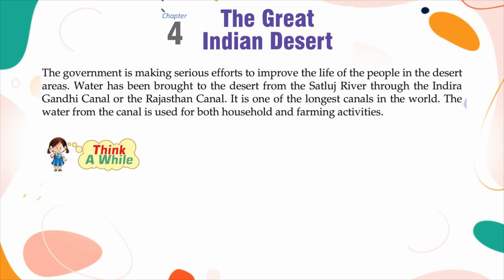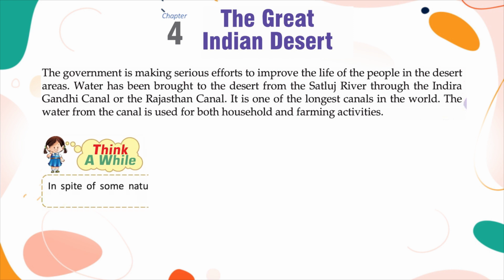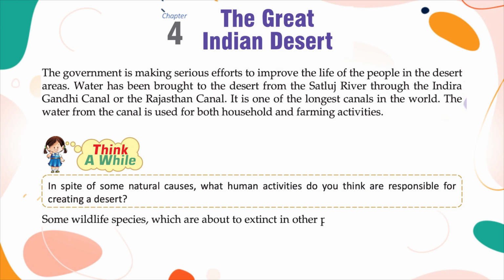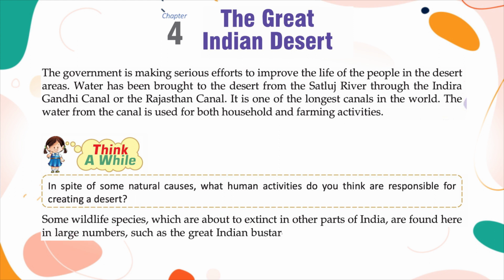Think a while. In spite of some natural causes, what human activities do you think are responsible for creating a desert? Some wildlife species which are about to become extinct in other parts of India are found here in large numbers, such as the great Indian bustard, the black buck, and the Indian wild ass.